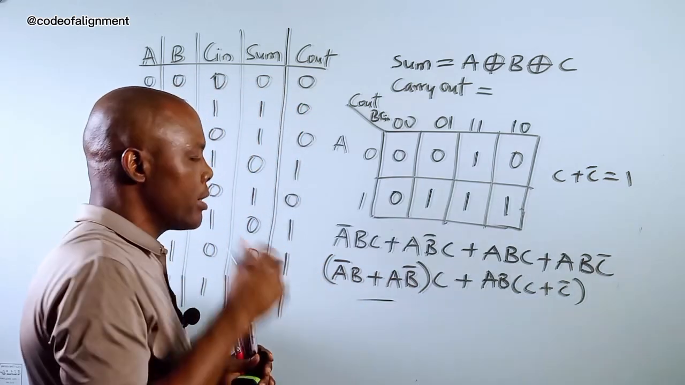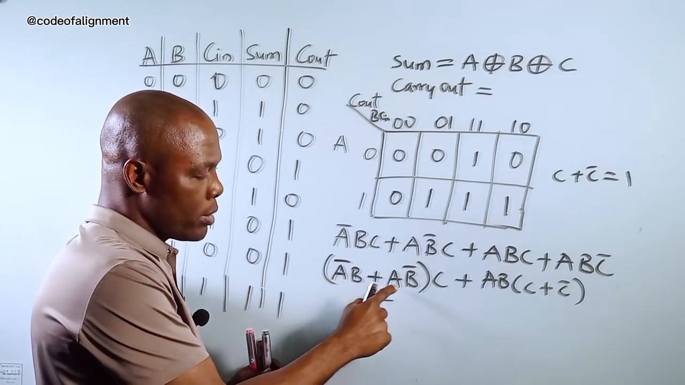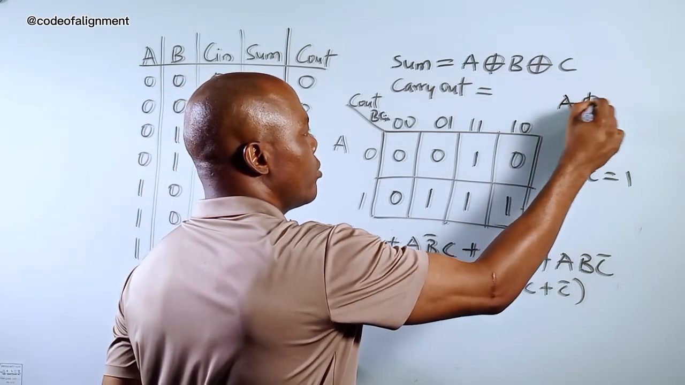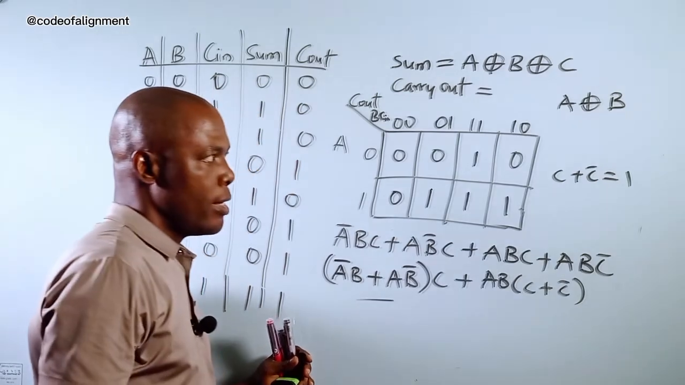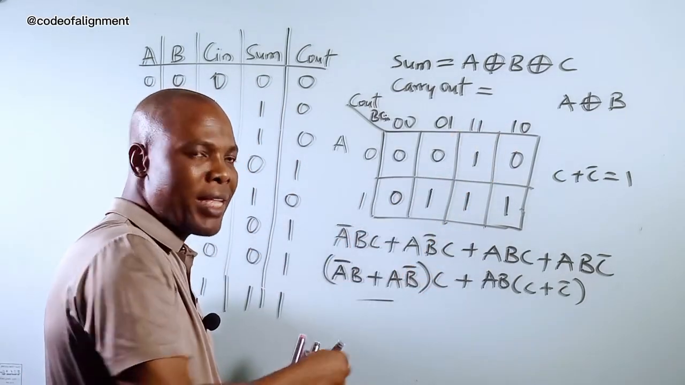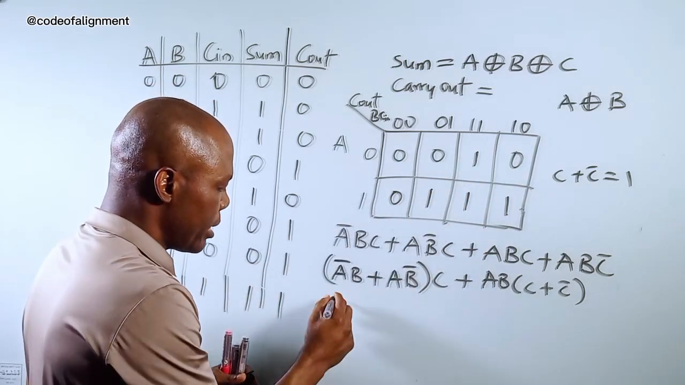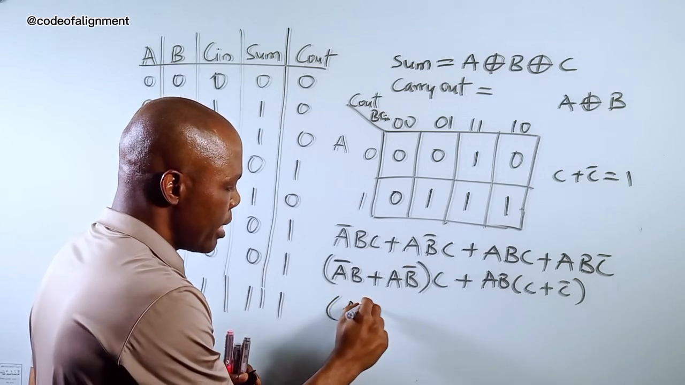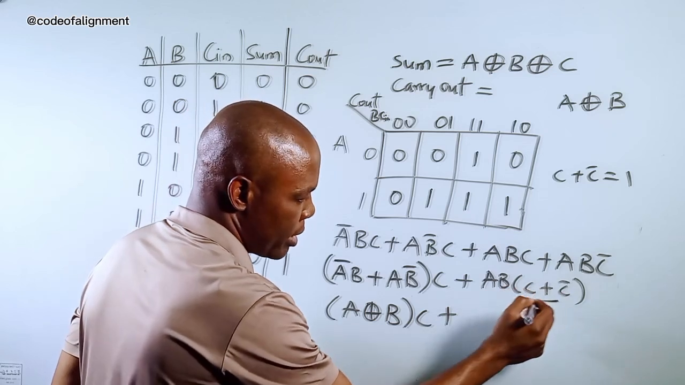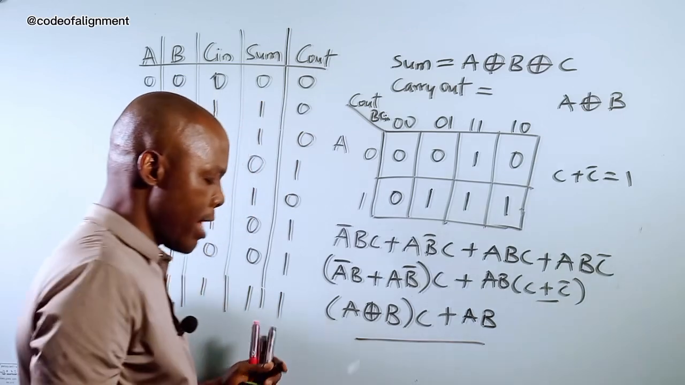Now, if you look at this place, my last class that I taught you, A prime B plus A B prime is the same thing as A exclusive or B, right? Because if you look at the circuit diagram of exclusive or, when you expand this is what you are going to get. So this place then becomes A exclusive or B, C plus this is 1, right? This is 1. So this one becomes AB. So this is the final output.